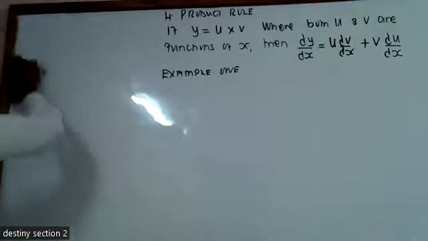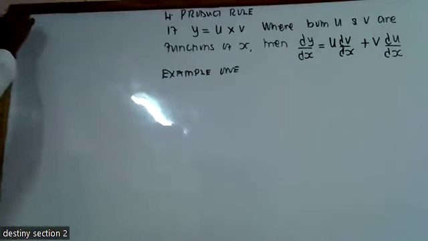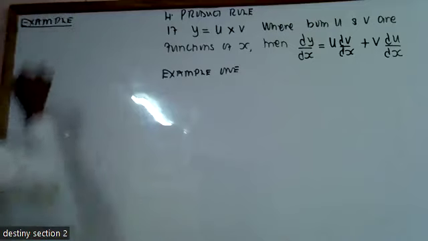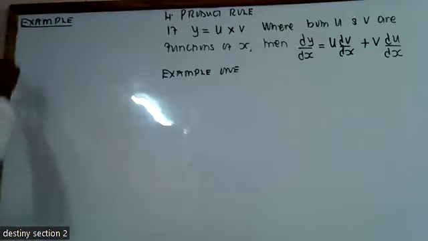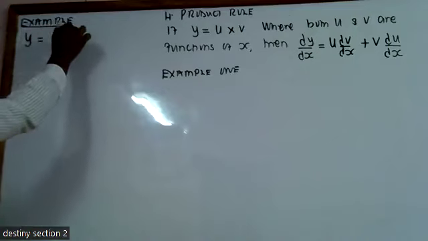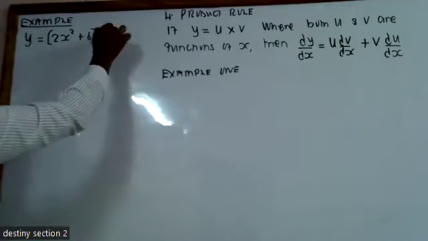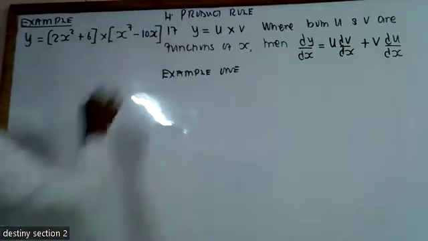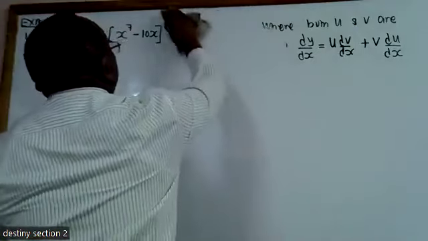So let us have an example. In the example, if you are told that y is equal to 2x squared plus 6, you multiply by x raised power 7 minus 10x. That is what you are given.